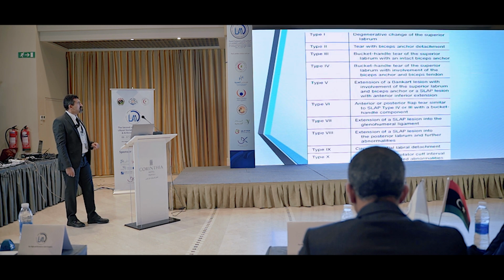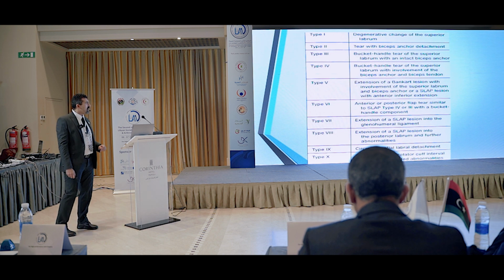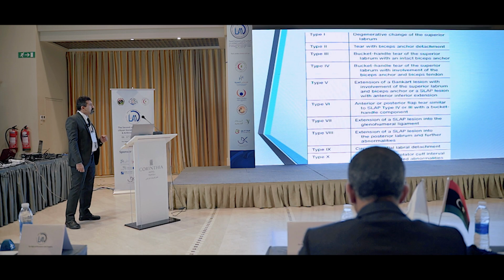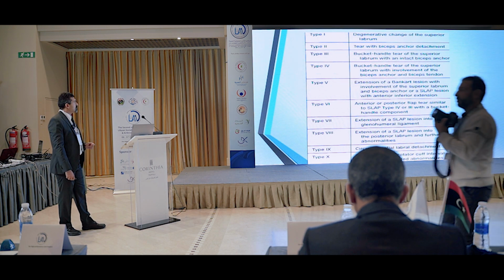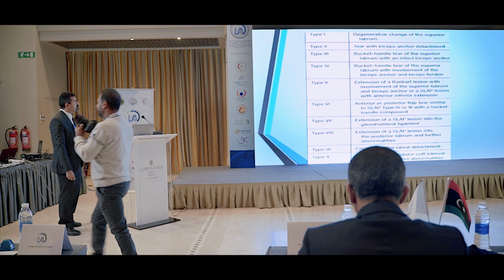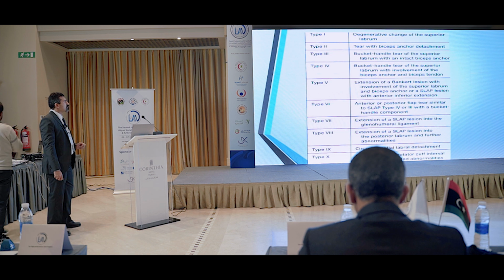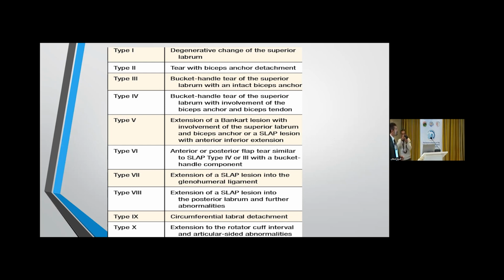The first type is the degenerative, which changes the superior labrum. The second type is the tear with biceps anchor detachment. The third type is the bucket handle tear of the superior labrum with an intact biceps anchor. The fourth type is a bucket handle tear where the biceps tendon anchor is torn or involved. This is the difference between the third type and the fourth type: in the third type, the biceps anchor is intact, but in the fourth type, it is involved or torn.